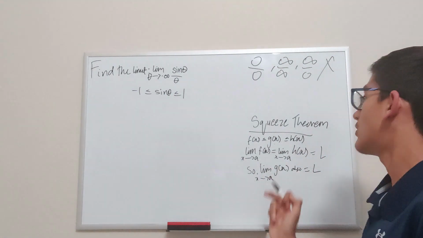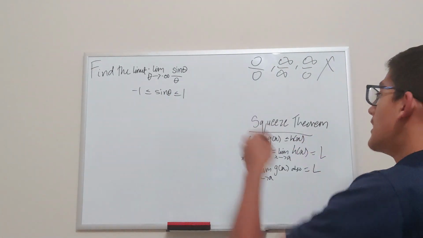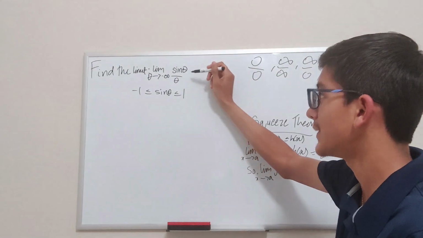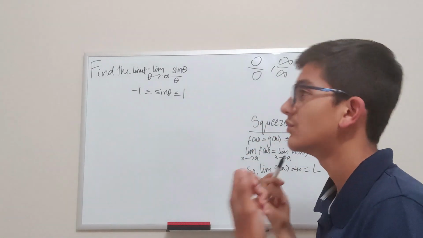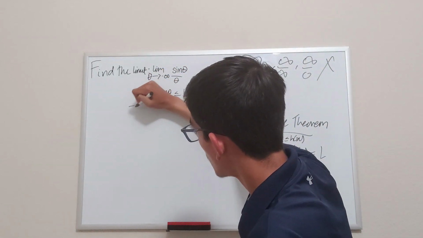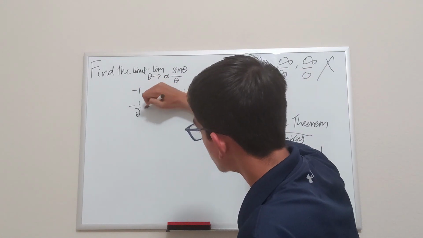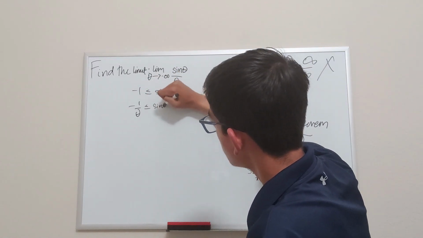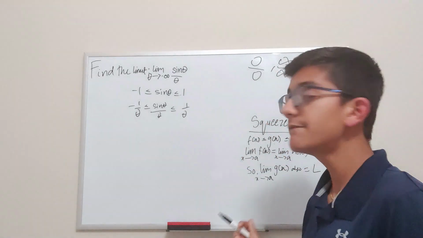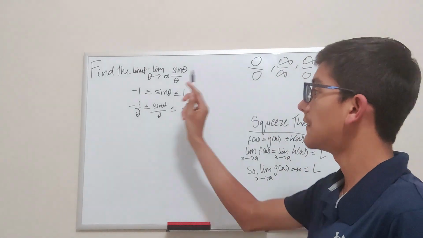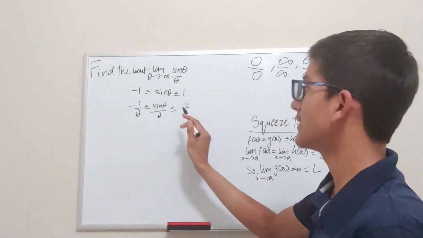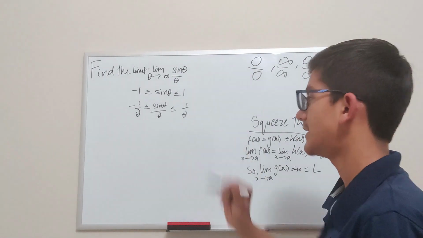Now you can already see that we're kind of having a resemblance to that, but these are not really the functions that we want, because we need sine theta over theta. So what do you do? You divide the whole inequality by theta. So you get negative 1 over theta, less than or equal to sine theta over theta, which is less than or equal to 1 over theta. Now all you have to do is solve for the limits of the left function and the right function to find the value for the middle function, or the sine theta over theta.